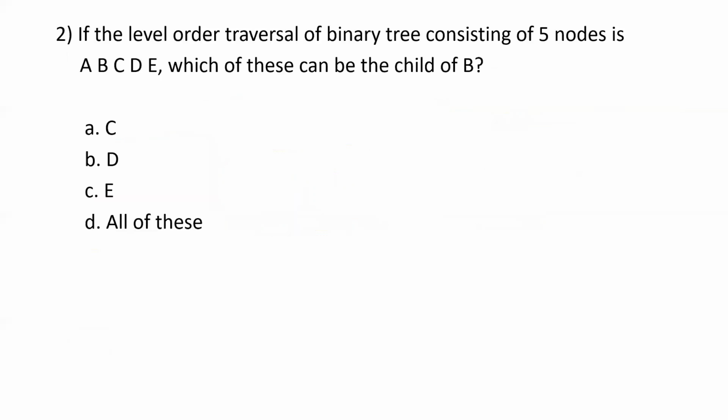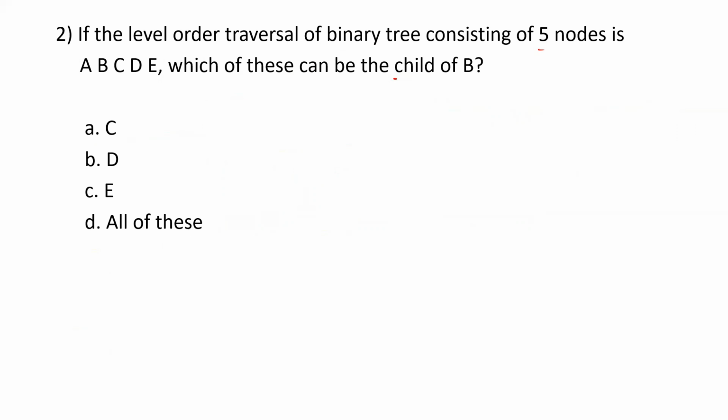And yes, so the question says, if the level order traversal of a binary tree consisting of 5 nodes is A, B, C, D, E, which of these can be the child of B? Now they have given 4 options and we have to choose one of them.